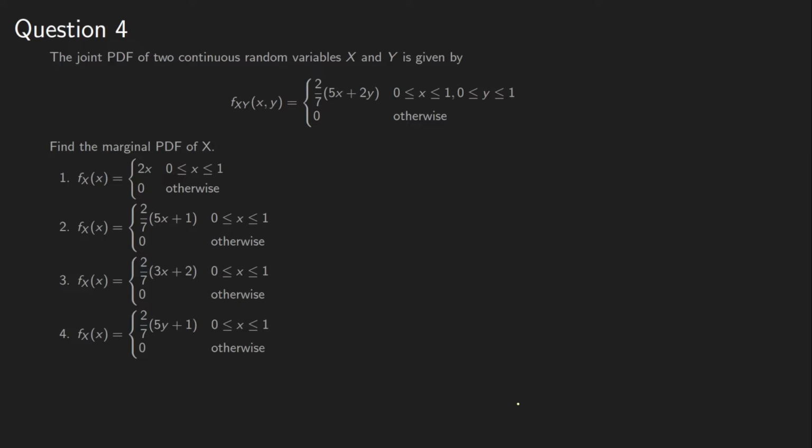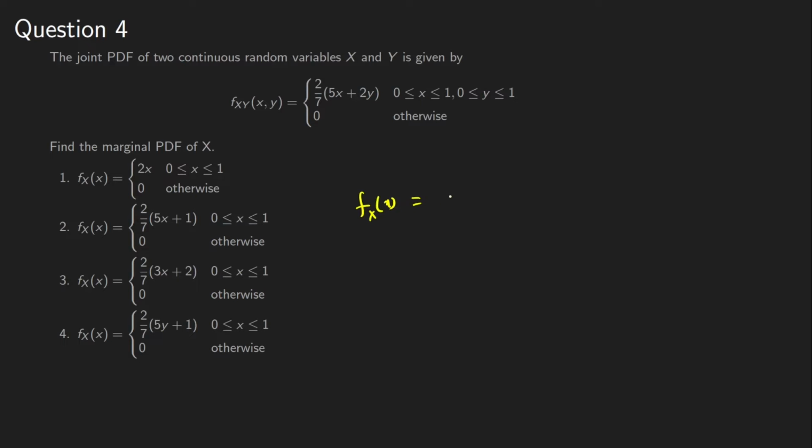Coming to the fourth question, we have been given the joint PDF of two continuous random variables x and y. fxy of x comma y is 2 by 7, 5x plus 2y, where x falls in the range 0 and 1, y falls in the range 0 and 1, and it's 0 otherwise. We have to find the marginal PDF of x. So we have been given the joint PDF of x and y. We have to find the marginal PDF of x. So fx at x is something that we have to find out.